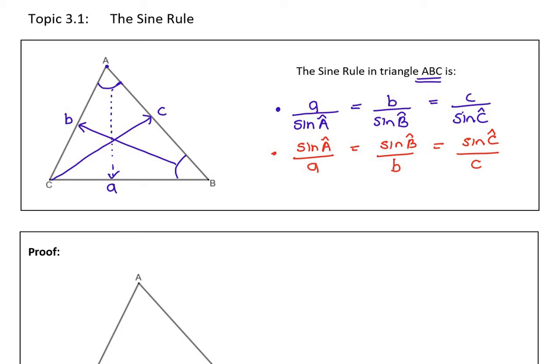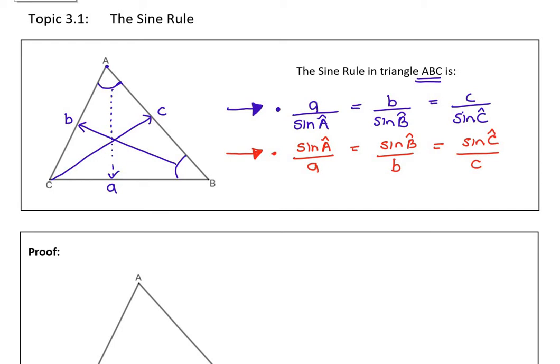However, if I'm using the sine rule to solve for a side, I use the first version, because in this first version your sides are at the top, so it makes it easier to solve an equation if what you're looking for is at the top of the equation. I use the second format if I'm trying to solve for an angle, because again it's easier to solve for something that's at the top of an equation.